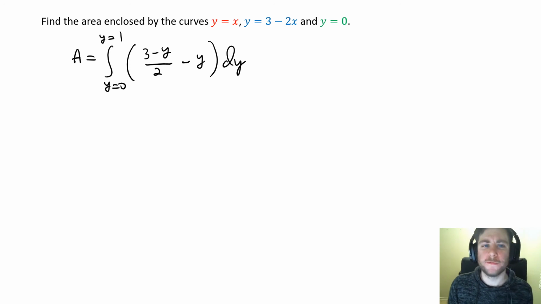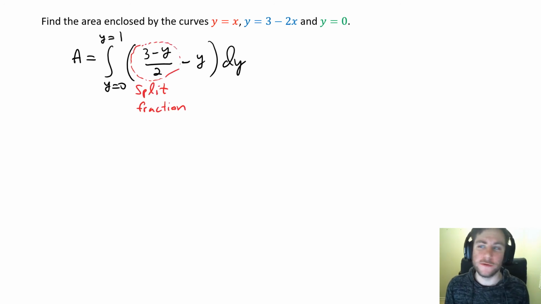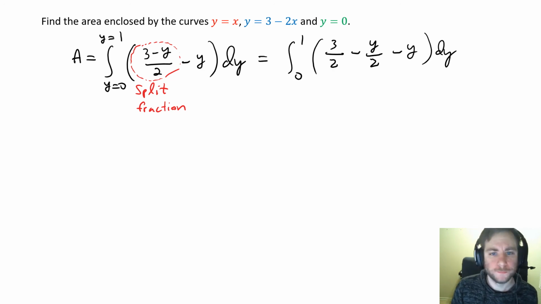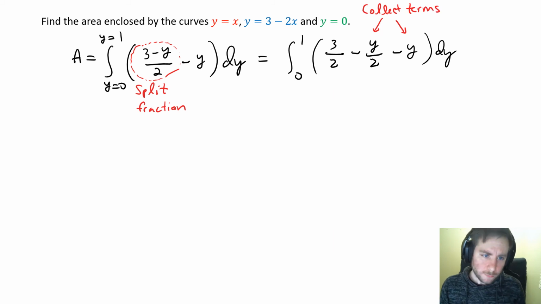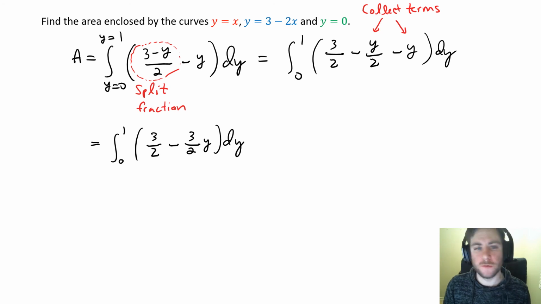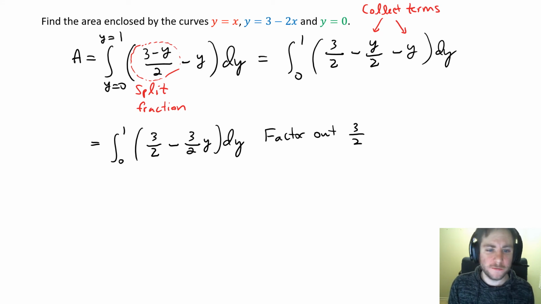So first remember that fractions are problematic when finding antiderivatives, and so as a first step, I would suggest that you split this fraction up into 2 terms. The next thing I notice is that the last 2 terms can be collected together, and negative a half minus 1 gives negative 3 halves, so this is what we get. Notice now that both terms have a factor of 3 halves, so I can pull out that common factor and bring it in front to make things easier for me.